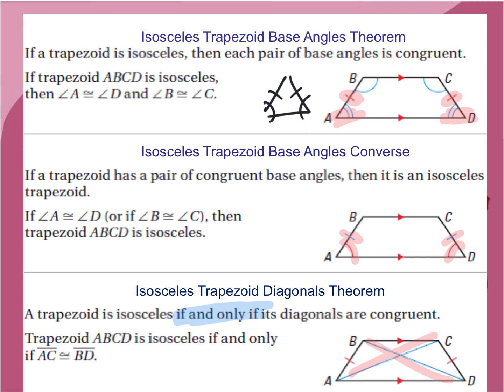Now these are different theorems. If you are already able to prove that the trapezoid is an isosceles trapezoid, then all of these theorems apply. You can use them to prove that this is an isosceles trapezoid.